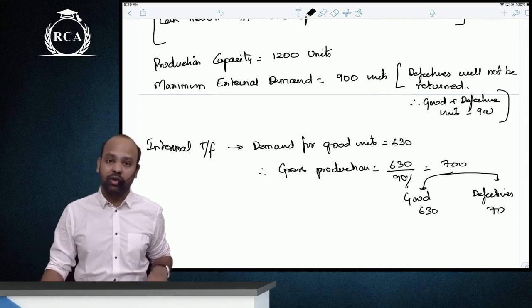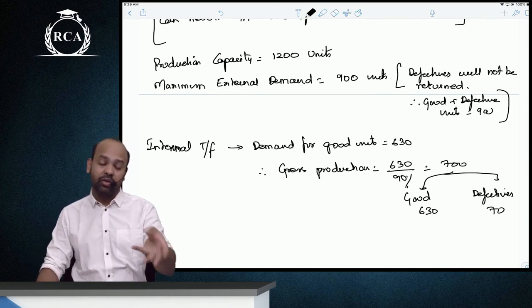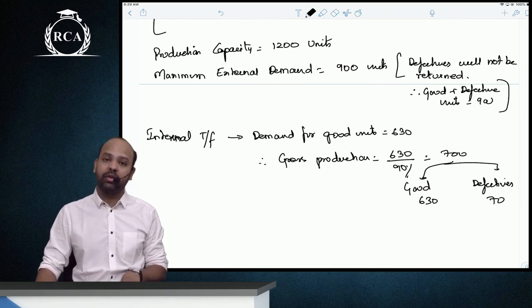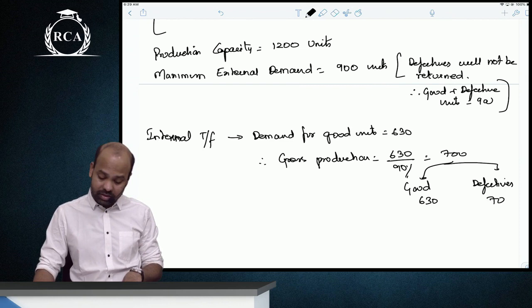You will have to actually manufacture and sell 700 units. So in spite of that, they will return 70 units, guys. They will return 70 units. Understood, sir?